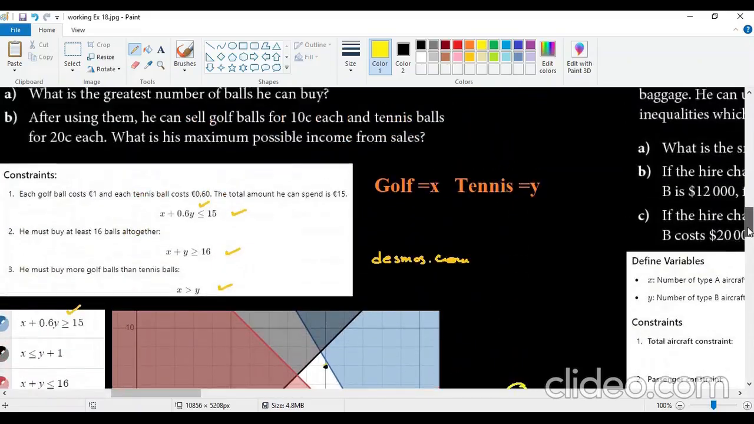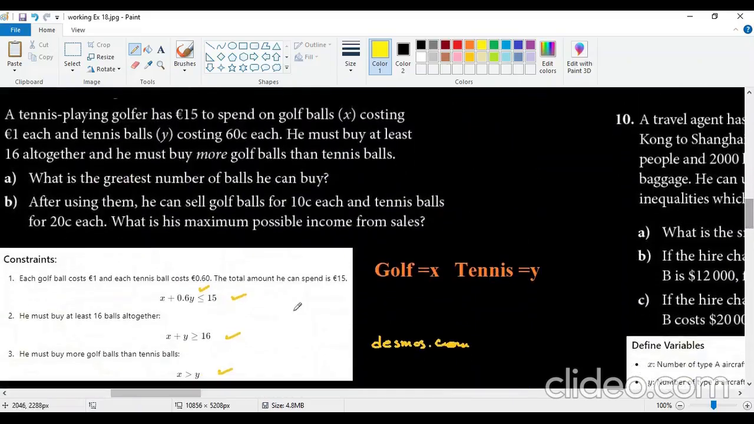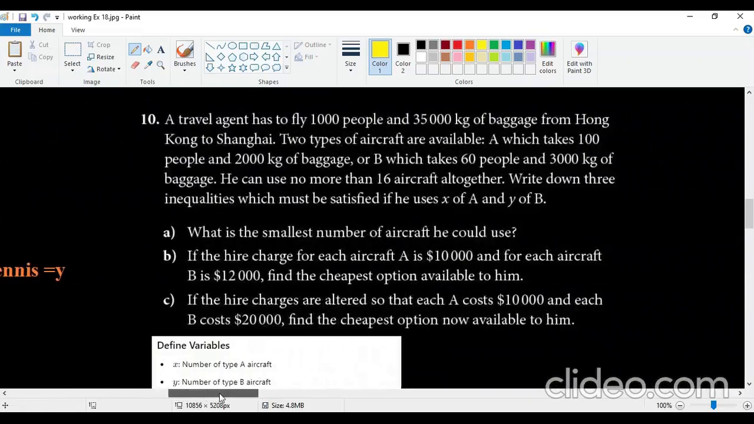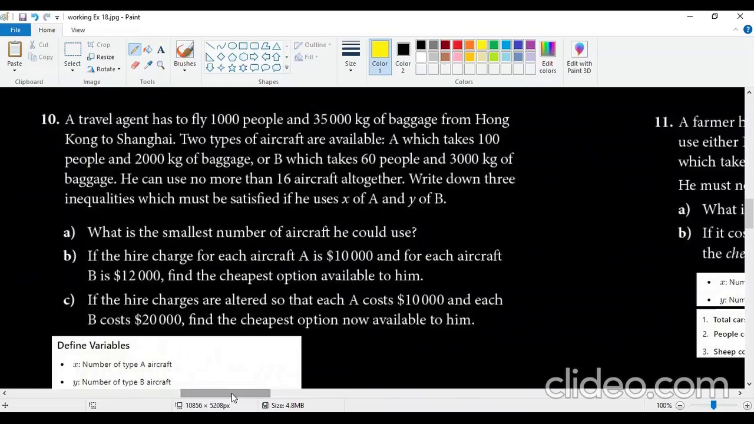Moving on to the next question, which is question number 10. It says a travel agent has to fly 10,000 people and 35,000 kg of baggage from Hong Kong to Shanghai. Two types of aircraft are available: A, which takes 100 people and 2,000 kilograms of baggage, and B, which takes 60 people and 3,000 kilograms of baggage. He can use no more than 16 aircraft. Write down three inequalities which must be satisfied if he uses x of A and y of B. What is the smallest number of aircraft he can use?